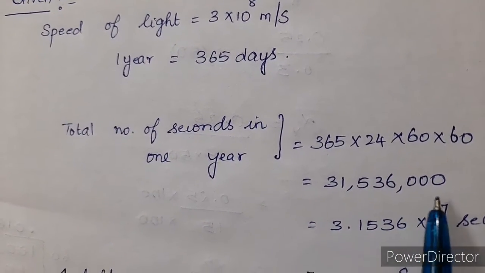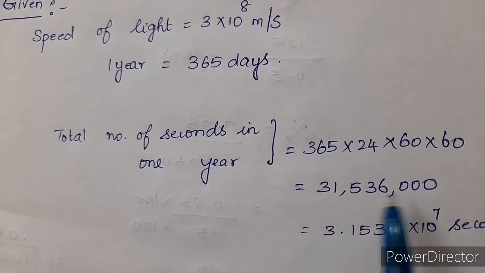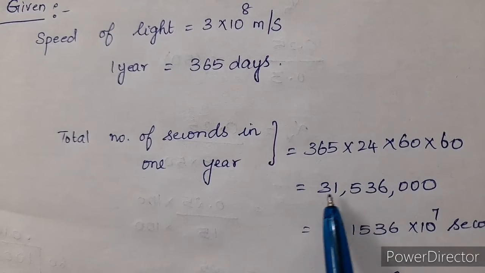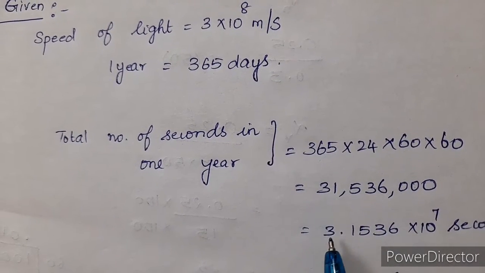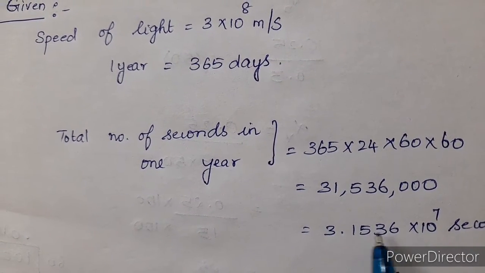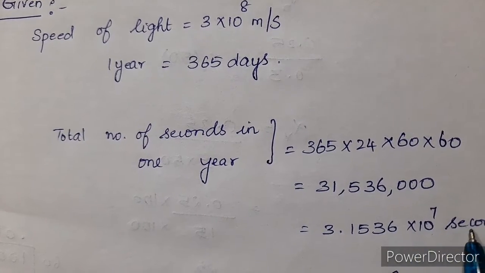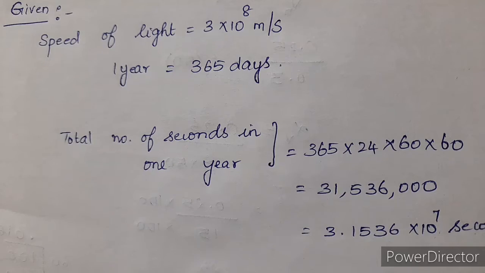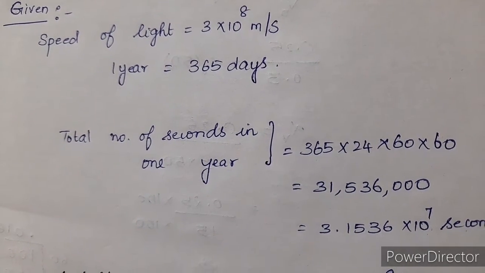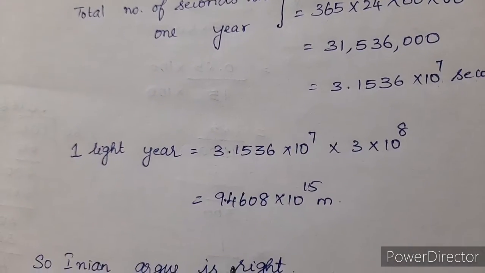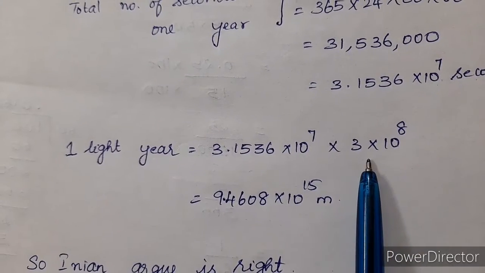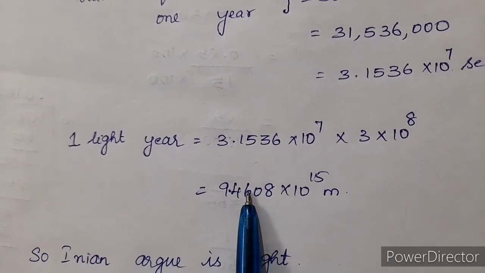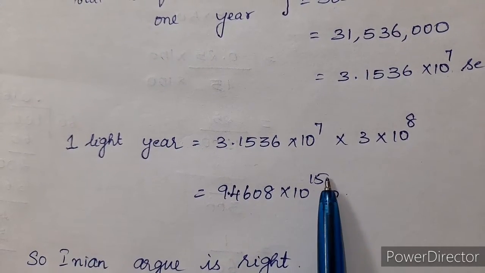Now I have written this as, see how many digits, 1, 2, 3, 4, 5, 6, 7, isn't it? So after 7 digits I have put a point. So 3.1536 into 10 to the power of 7 seconds. So this can be written like this. Now 1 year is equal to this seconds into the speed of the light, right? So when you multiply, you will get 9.4608 into 10 to the power of 15.